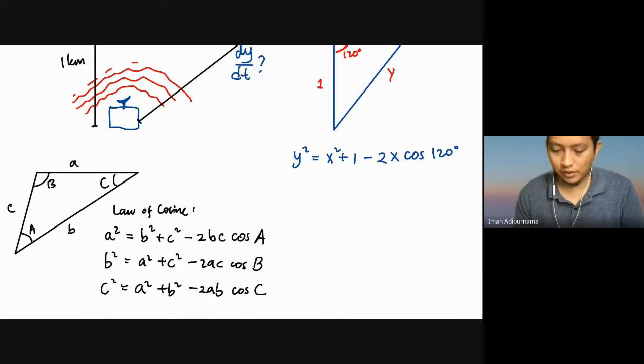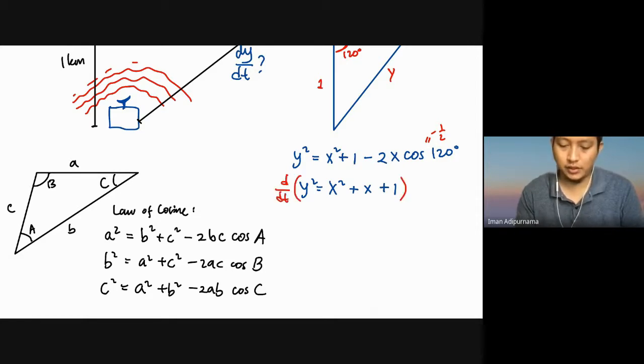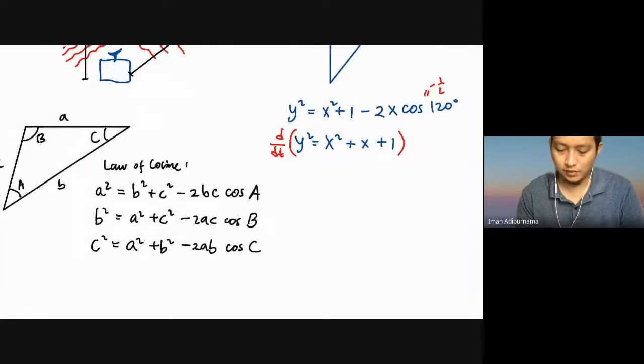And then we can calculate the cos 120. This is negative half, right? This will be x squared minus minus of plus x plus 1. And what's the next move? We differentiate with respect to t to find the dy over dt. This will be 2y dy over dt equal 2x dx over dt plus dx over dt.